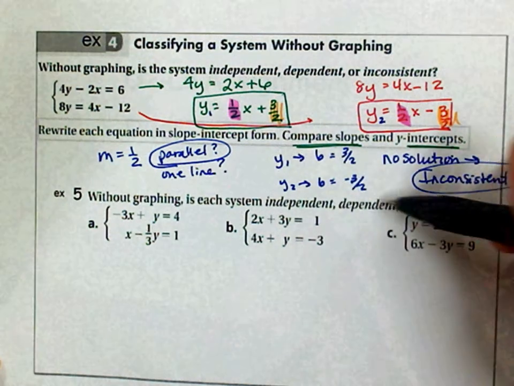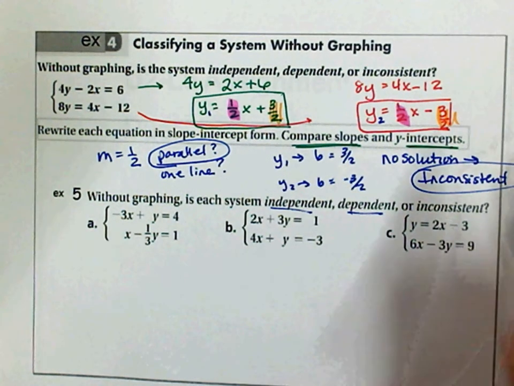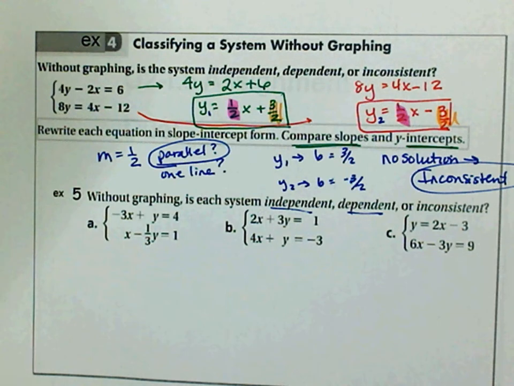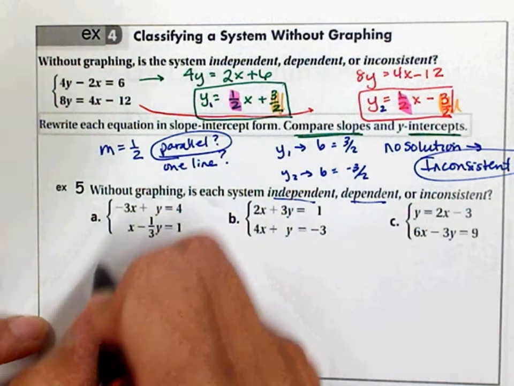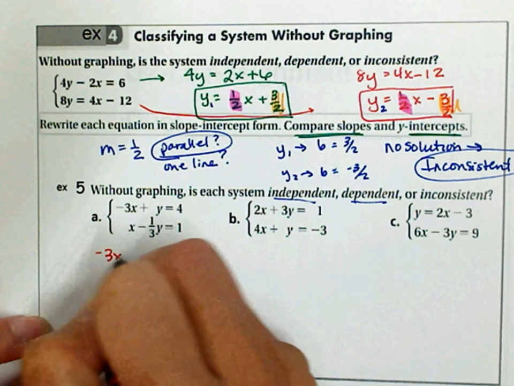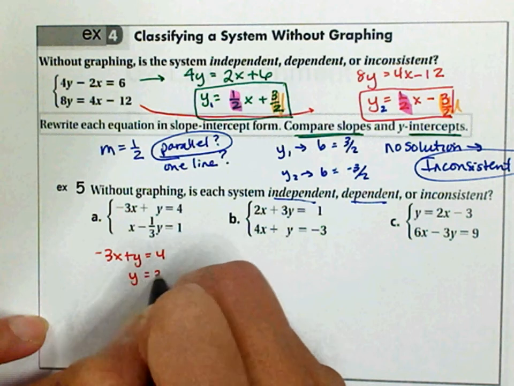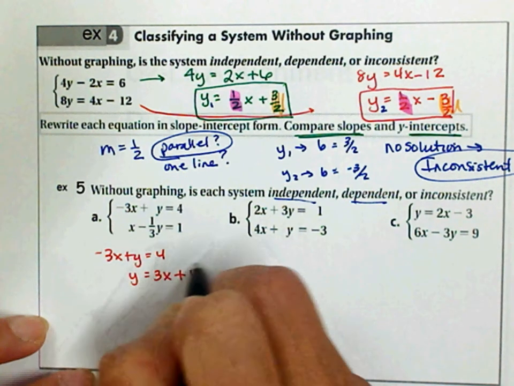Here we go. All right, you guys ready? Let's look at A. Let's take a look at the first one. Negative 3x plus y equals 4. Solve for y. So y is equal to 3x plus 4. And I'm going to box it in. I'm going to call this one 1. Take a look at your second one.